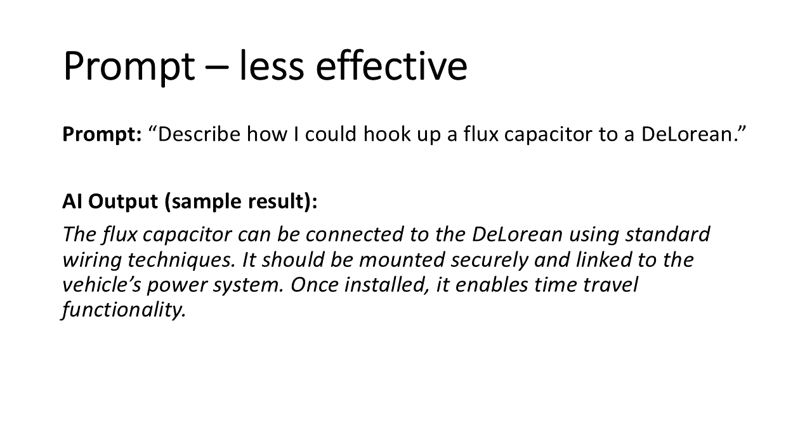Here's an example of a less effective prompt. The user asks, "Describe how I could hook up a flux capacitor to a DeLorean." And the AI responds confidently, but completely fictionally, with wiring instructions and a claim that it enables time travel. This is a classic case of AI sounding authoritative while delivering nonsense. The problem isn't just the output, it's the prompt. Vague prompts can lead to equally vague or fantastical answers. To get better results, give AI real context, clear goals, and grounded examples.